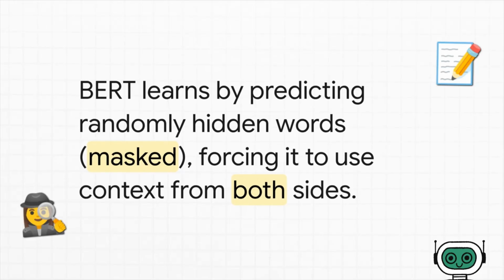How do you train a detective? You give it a puzzle. BERT's training is called Masked Language Modeling, or MLM. It's basically a fill-in-the-blanks game. We take a sentence, we hide or mask a random word, and we ask the model to guess what it is. To get good at this, it has to look at the context on both sides of the blank. It's forced to learn context.